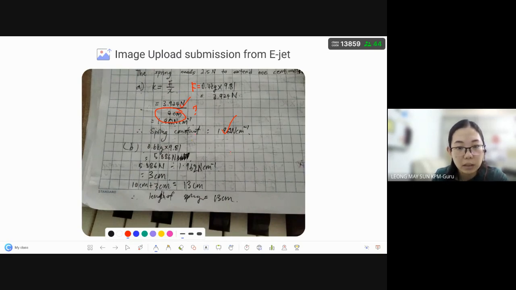And to me, I will put a big question mark here. Why? Because I have no idea what you are doing here. At the very least, over here, you wrote k equals to f over x. I know you're finding the spring constant. But at b, I have no idea what you're doing. So I'm just going to put a question mark, even though I can see the working very obvious.